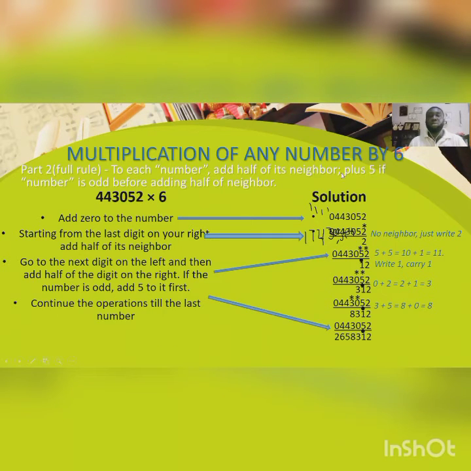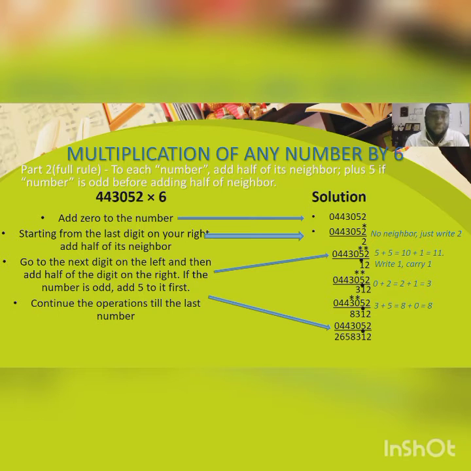Okay, let's clear all drawings. So part 2 of this rule is actually the full rule. To each number, add half of its neighbor, from the previous rule. To each number, add half of its neighbor. Now there's something different to this rule.